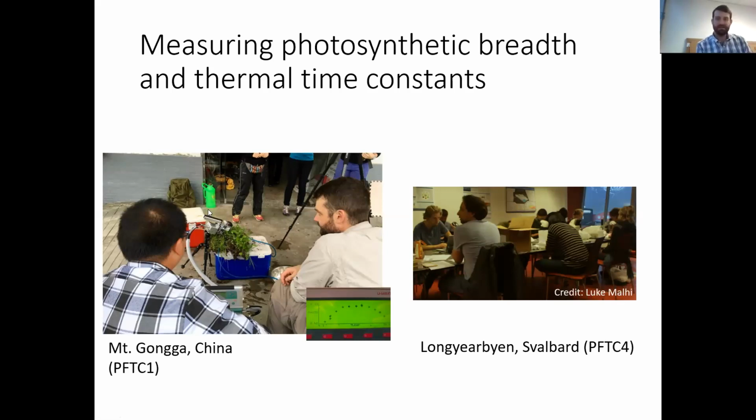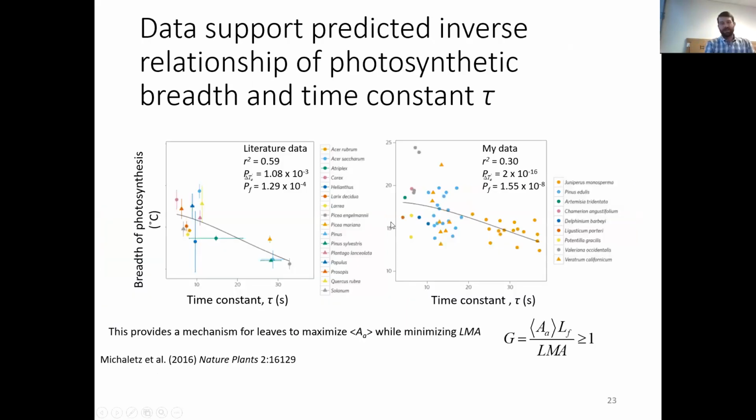Okay, so we can measure the thermal breadth and the traits, and we can then plot the thermal breadth of photosynthesis over this time constant. We plotted it both for literature data as well as data that we collected, and we see this predicted inverse relationship in both data sets. This is supportive of the hypothesis that leaves can simultaneously maximize time-averaged assimilation while minimizing leaf mass per area in order to maximize leaf carbon gain.